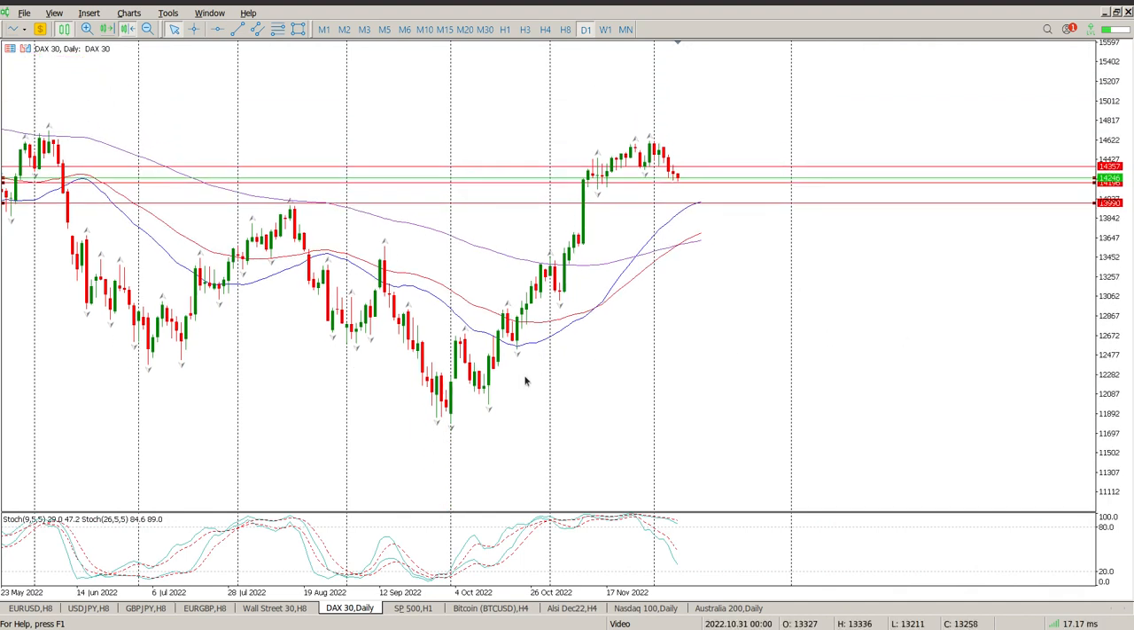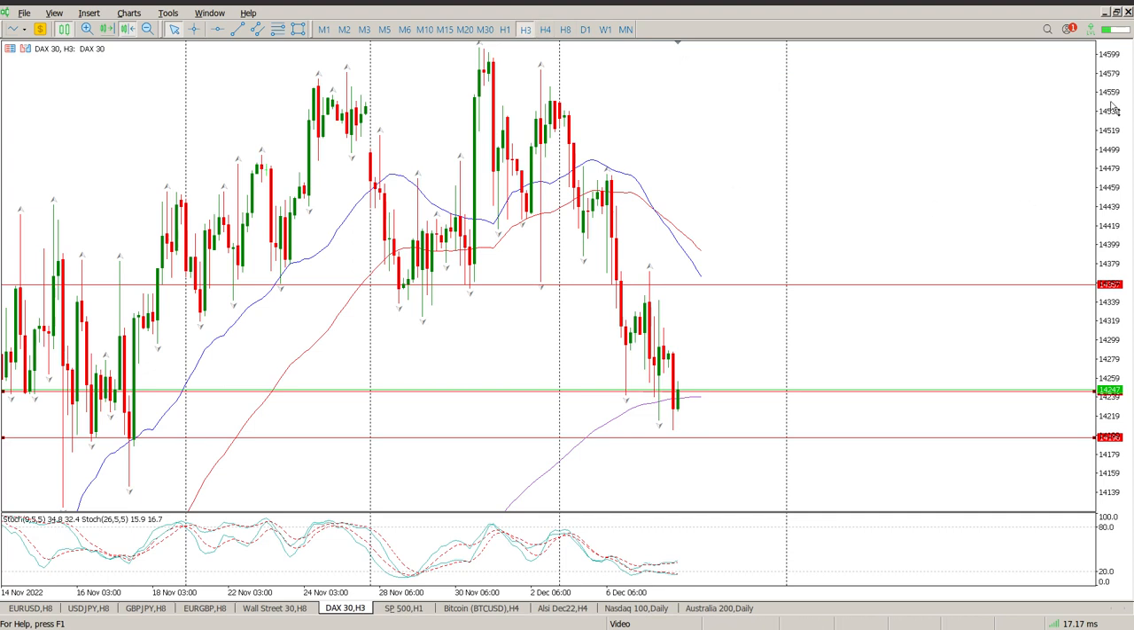Now bear in mind as well that we are above all the moving averages. Look at the crossovers now on the daily. So all the moving averages have crossed over at the moment. So for me at the moment, we need to just pay attention to what's in the charts, and there is a bit of confusion.